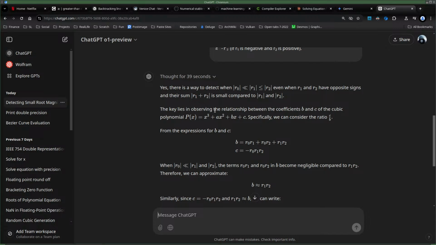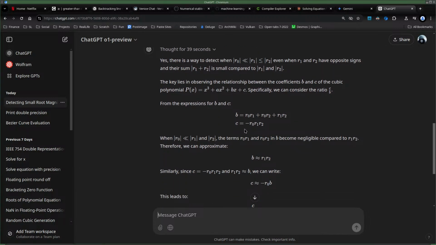The key lies in observing the relationship between the coefficients b and c of the cubic polynomial, x to the power 3 plus ax squared plus bx plus c. Specifically, we can consider the ratio c divided by b from the expressions of b and c. B is this and c is that.